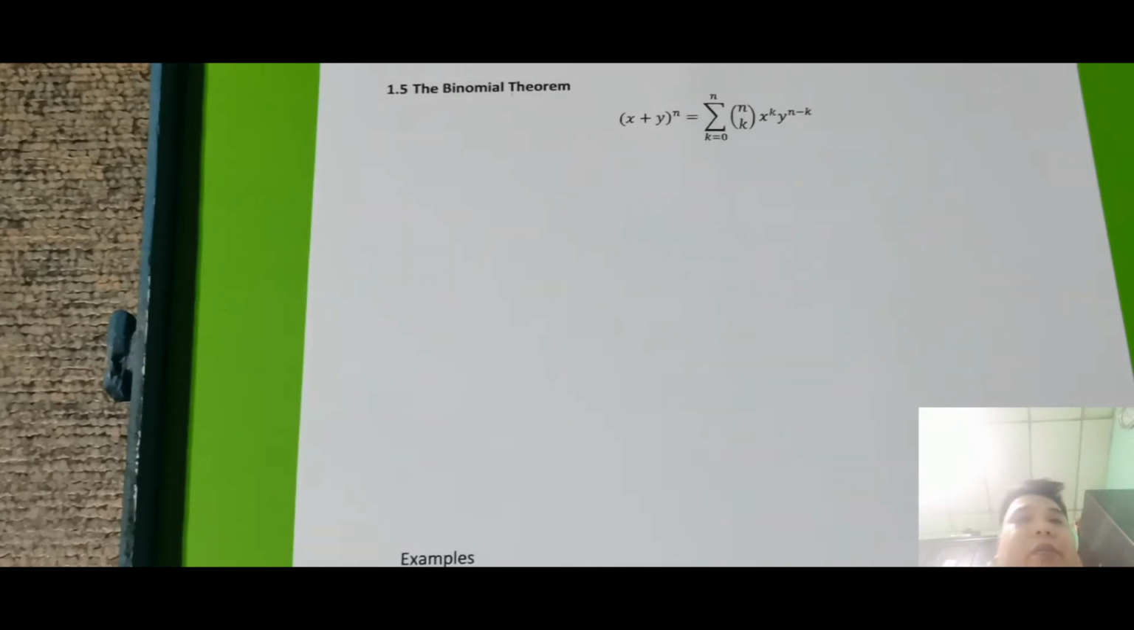So, the binomial theorem. We have x plus y raised to n. Whenever we have the quantity x plus y raised to n, it is equal to the summation for k equal to 0 up to n of n taken k times x raised to k, then y raised to n minus k.